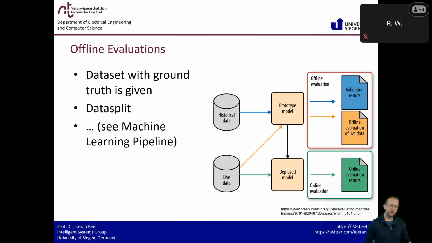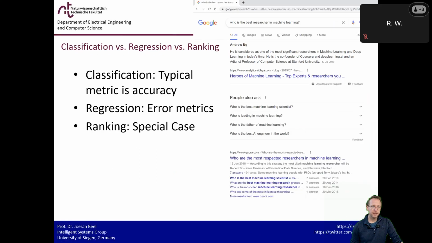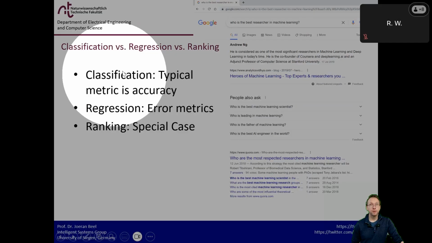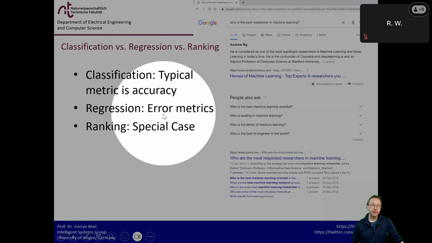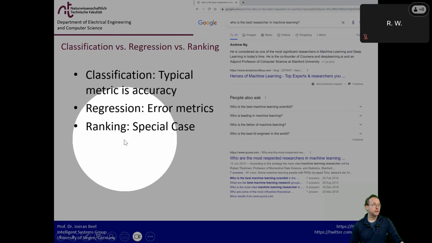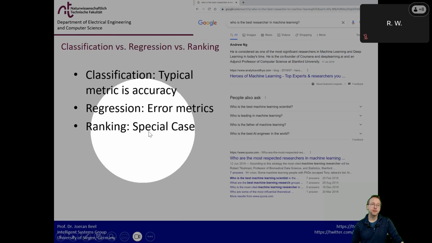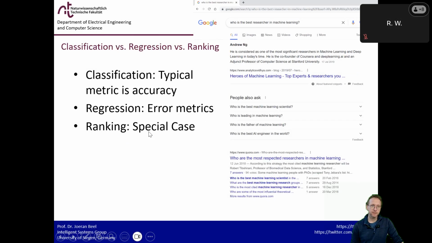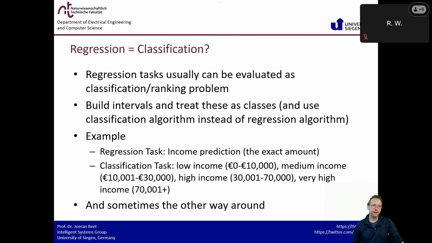And then offline evaluations, that's what we talked about already in the machine learning pipeline a little bit, how you split your data. You know already, for classification, you typically use something like accuracy as a metric. For regression, it's an error metric. Ranking, like a search engine where you have the top 10 most relevant results shown on the first page. That's a ranking problem. That's a special case that we will not cover in this lecture series, but if you attend my recommender systems lecture, we will talk about that in great length.